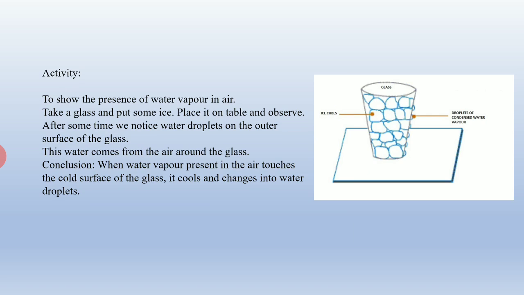Activity. To show the presence of water vapor in air, take a glass and put some ice. Place it on a table and observe. After some time, we notice water droplets on the outer surface of the glass. This water comes from the air around the glass.